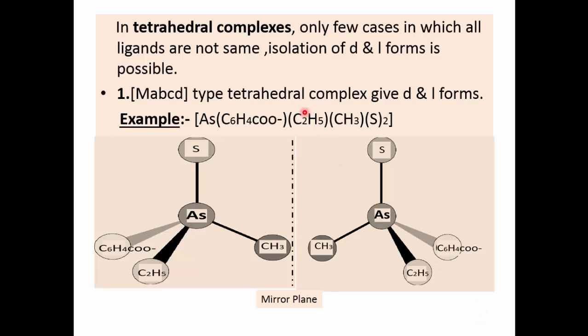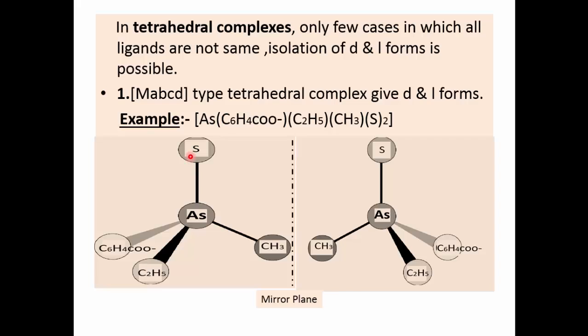However, in tetrahedral complexes, there are a few cases in which ligands are not the same. At that time, isolation of D and L forms is possible. In this type number 1, MABCD tetrahedral complex, all ligands are different. All ligands are not the same. This type of tetrahedral complex gives D and L forms. This is the example. To the arsenic, these 4 ligands are attached, and here are the two isomers. One is the D isomer, another is the L isomer. Both are mirror images of each other.